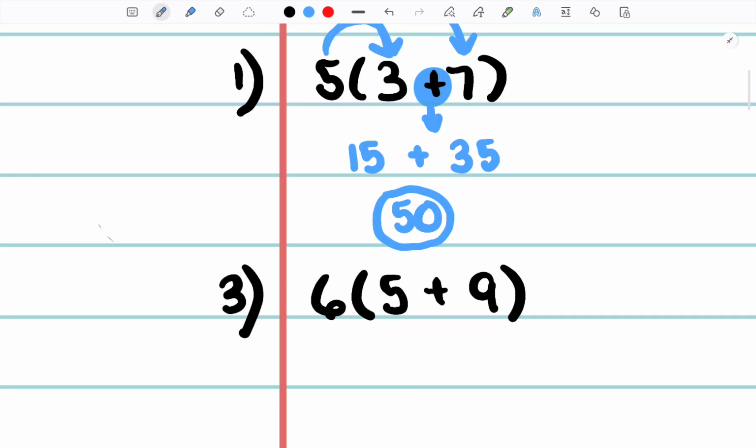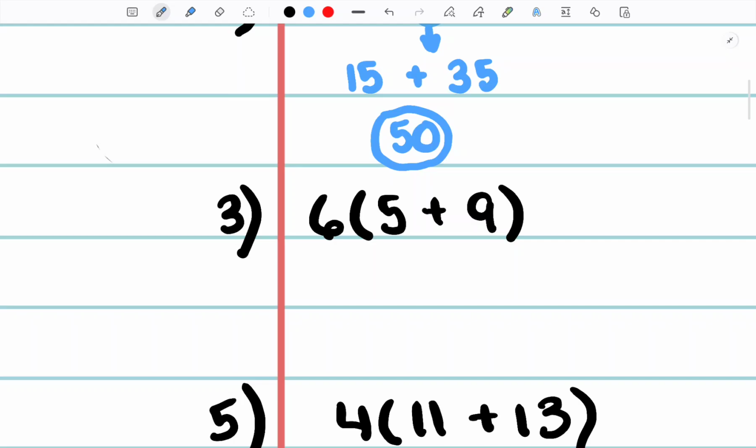For the rest of the problems, for number 3 to 5, I want you guys to get a piece of paper out and start practicing this. You can work it out or write down the problem and follow along with me, okay, and see if you get the correct answer as me.